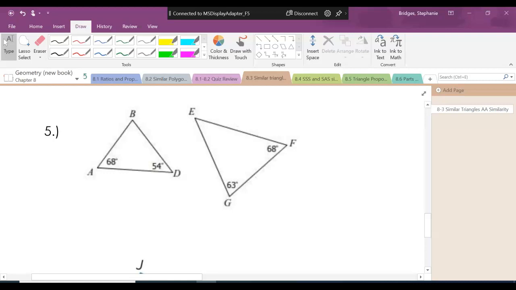So if it doesn't match, then what? Then we say no. If it doesn't match, we say no.